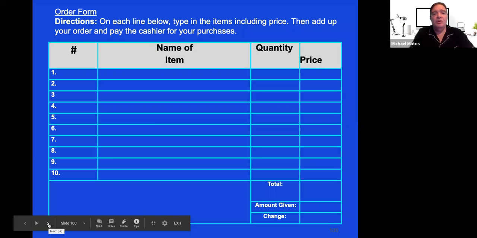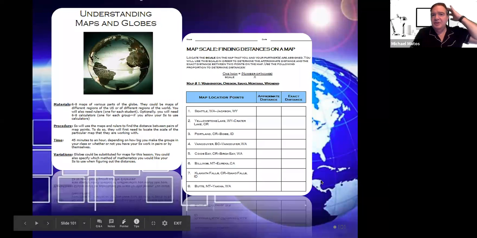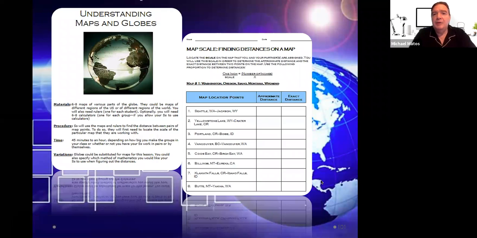Just plain order forms and giving students a magazine and having them order stuff, using those columns and rows, figuring out the total, your change, and so on. Very simple. I also have a series of calculating with maps and globes. You can do this online.